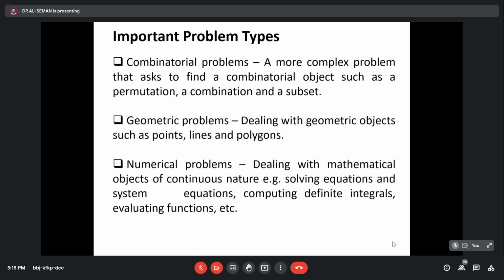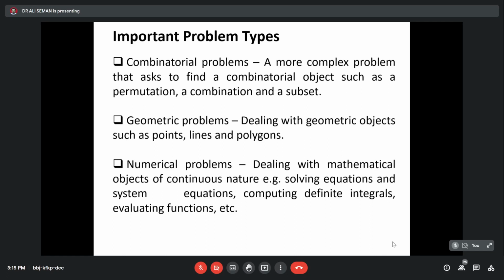And next is the combinatorial problem. This is also quite a tough and complex problem. So what is a combinatorial problem? A more complex problem that asks to find a combinatorial object. We have three subcategories: permutation, combination, and subset. Basically you have to go back to mathematics in order to understand permutation, combination, and subset. It involves factorial, right? So we have a lot of problems under this combinatorial problem.